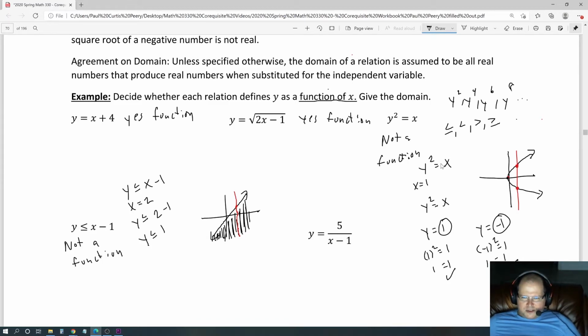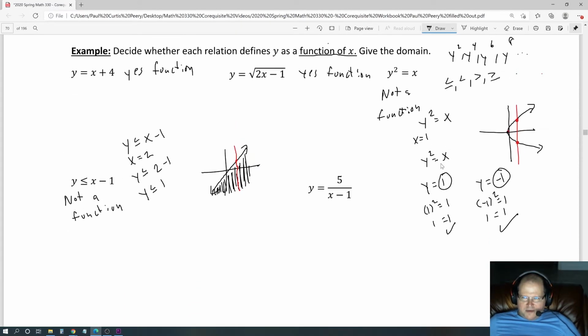Okay, now let's try this one right here. It doesn't look like we have any y values to some even power, and we don't have any inequalities, so we would say this is a function. For every x value, it spits out one and only one y value. So we would say this one is, yes, a function.